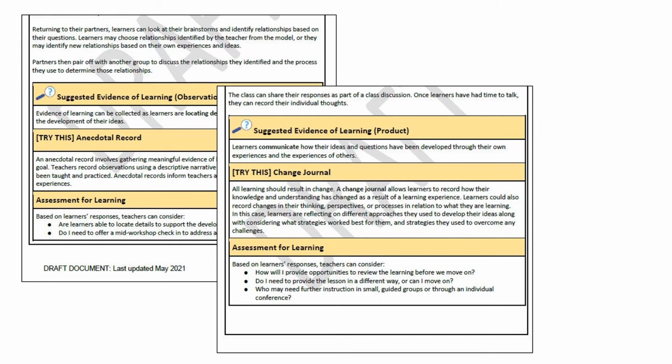Each learning experience includes 1 to 2 suggested formative assessment opportunities in relation to observations, conversations, and products. Over the course of the inquiry, examples are given of self, peer, and teacher assessments. Each formative assessment opportunity is designed to include what evidence of learning is being gathered in relation to the indicator, a try this, which provides one suggestion of how evidence could be gathered, and an assessment for learning section that gives teachers questions to consider when using evidence to provide feedback and to plan next steps for instruction.